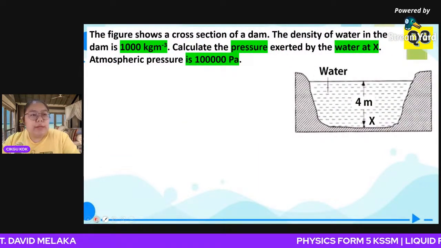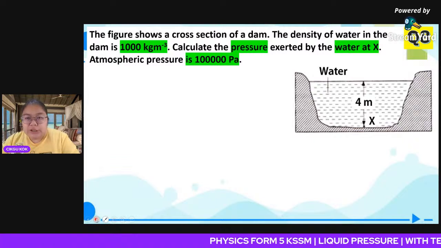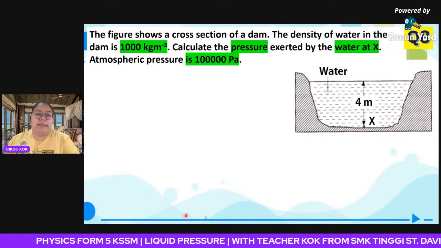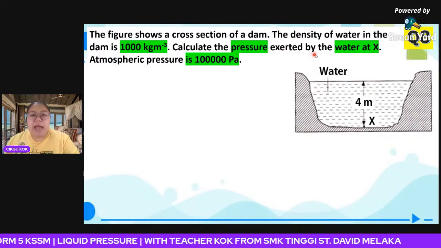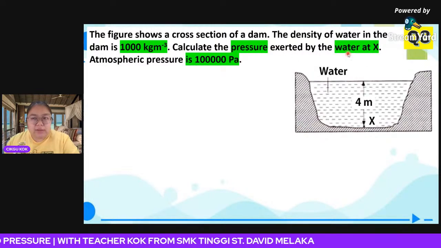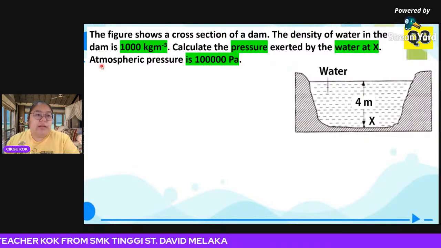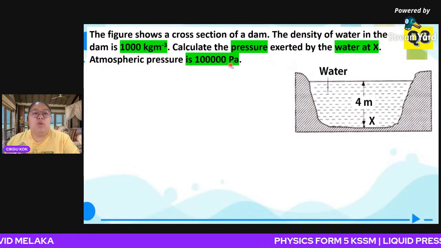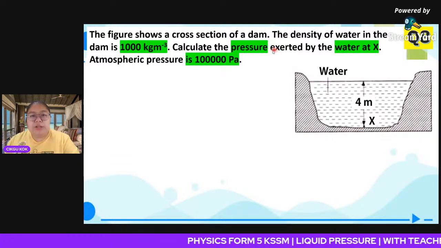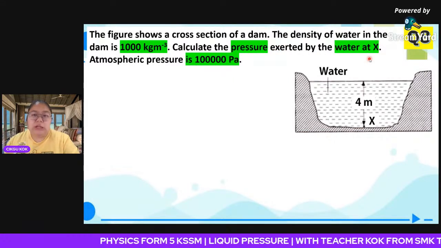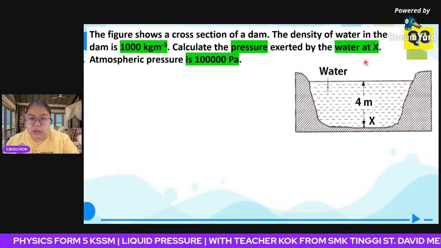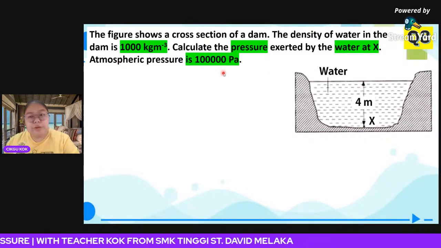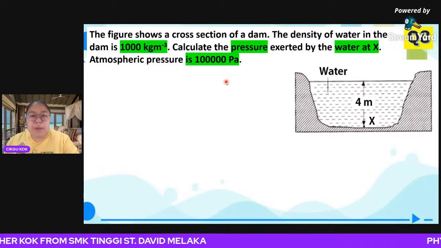Question number 8, the figure shows the cross section of a dam. The density of the water in the dam is 1,000. Calculate the pressure exerted by the water at the X. After that, they say atmospheric pressure is 100 kilopascal. So, calculate the pressure exerted by the water. The question says by the water only. They never say by the atmospheric pressure. So we just answer it if they say by the water.